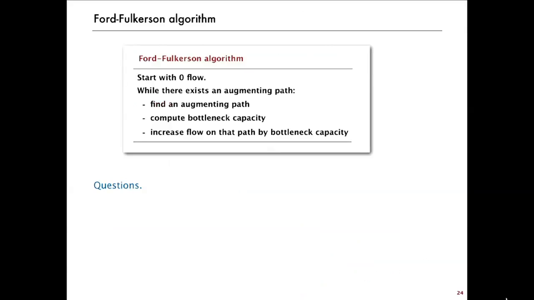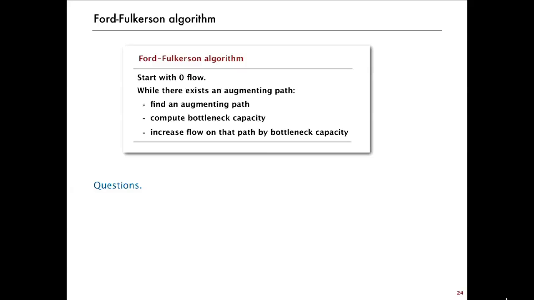We start with no flow. As long as there's an augmenting path, we find that path and look through the path to find the amount of capacity left in the most full forward edge and the amount of flow left in the most empty backward edge, and we increase the flow on the path by that amount. And if we can't find an augmenting path, we're done.